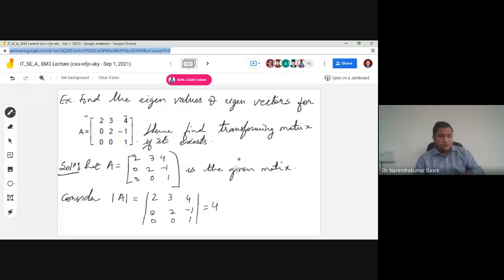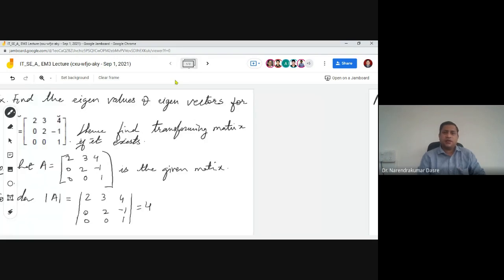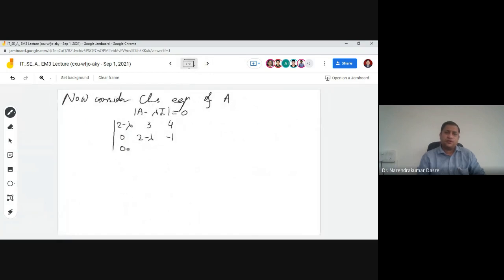Now the determinant of A is going to be 4. So we have to consider the characteristic equation. Always write the equation determinant of A minus lambda I is equal to 0. Then write the determinant: 0, 2 minus lambda, and this is minus 1, and 0, 0, 1 minus lambda. Don't be in a hurry. In a competitive examination you don't have to write everything, but in traditional examinations you must write everything. So here we have to write all this.